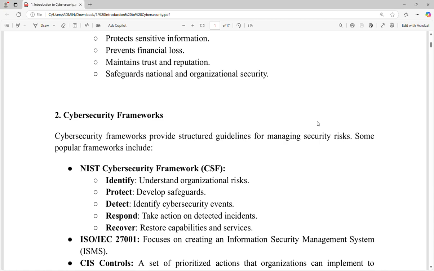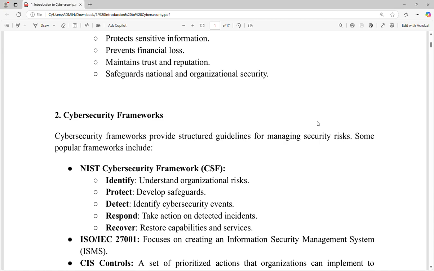Then detect, which is to identify cybersecurity events that can leverage these devices, and respond, which is to take action on a detected incident. That's why we have an incident responder team to take the necessary action that has been prepared. And then recover, to restore capability and services. If there's any incident or breach, make sure every service is restored to its normal capability.